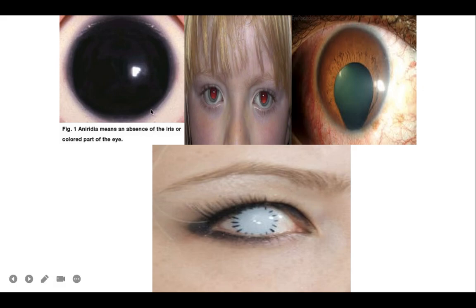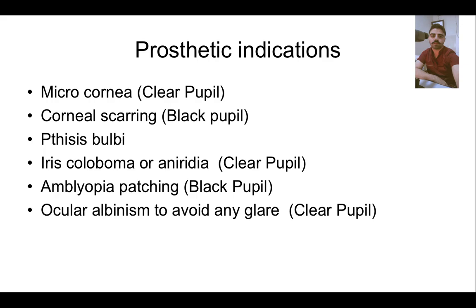So this is an albino patient, this is aniridia, this is coloboma, and this one is a lens which we normally fit in order to improve the amblyopia. So this is a sort of lens which we normally fit in amblyopia.